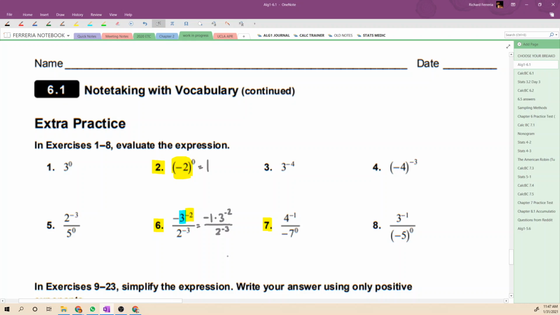Maybe an even better way of looking at that is -1 multiplied by 3 to the -2 power over 2 to the -3 power. So we know that 3 to the -2 is not in the correct part of the fraction. It's in the numerator right now. So it needs to be on the denominator with a positive power. So we'll just help it out and put it on the denominator with a positive power.